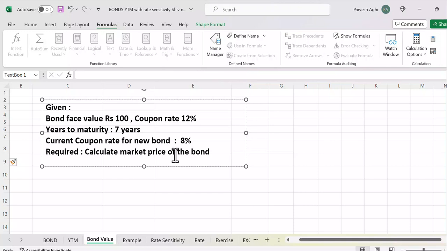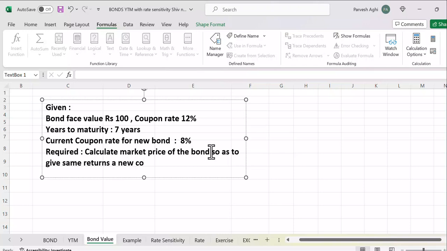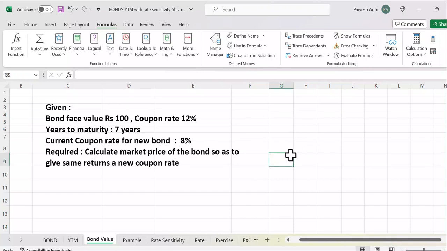What should be the market price of the bond which gives you the same return which the current coupon will be giving you, up to the current coupon of 8%. So the market price should adjust to that. I can just add that it gives you the same return as the new coupon rate. So I just made a change here to make it a little more clarified: calculate the market price of the bond so as to give the same return as per the new coupon rate.